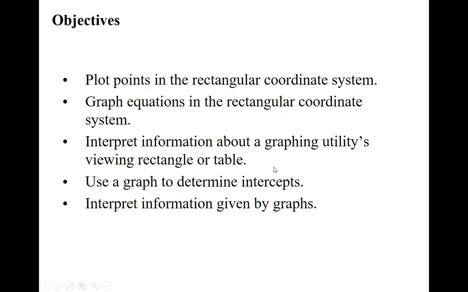The objectives in this topic are: plot points in the rectangular coordinate system, graph equations in the rectangular coordinate system, interpret information about a graphing utility's viewing rectangle, table, use a graph to determine intercepts, and interpret information given by graphs.